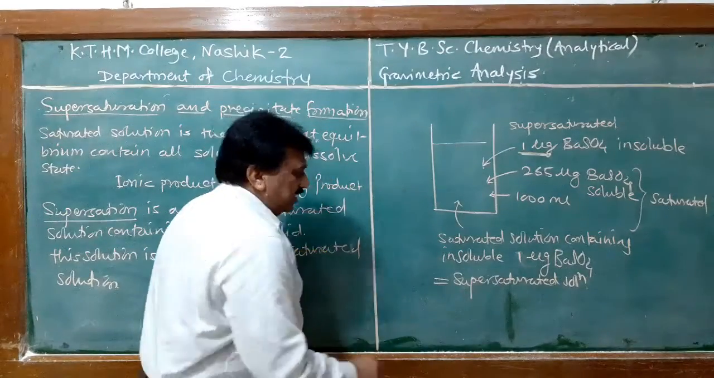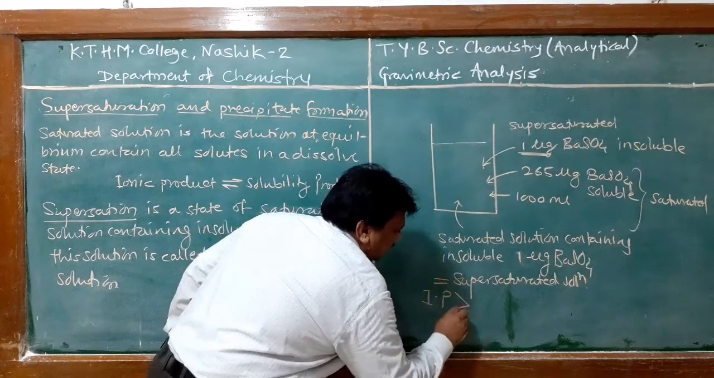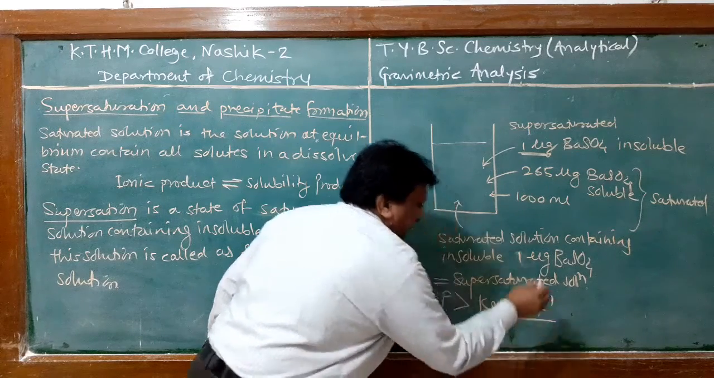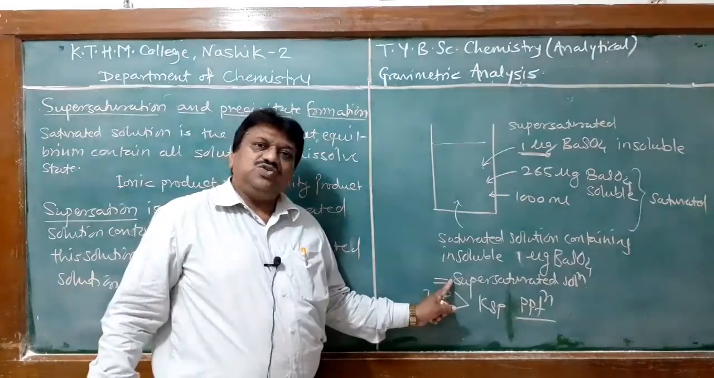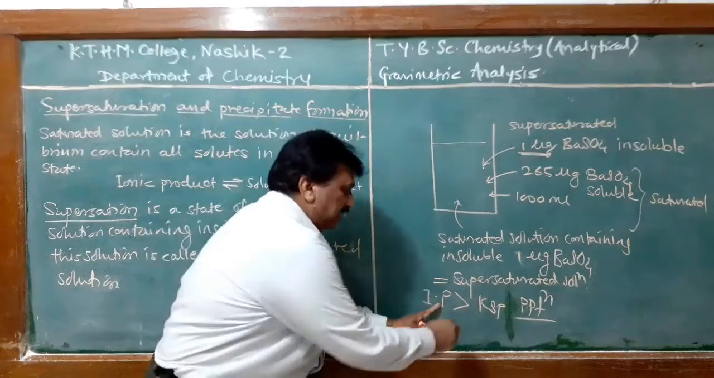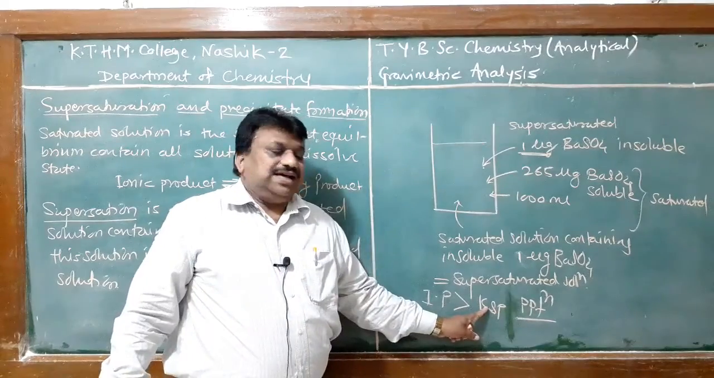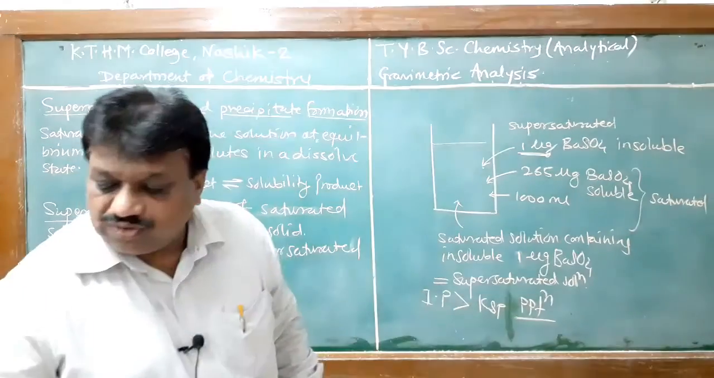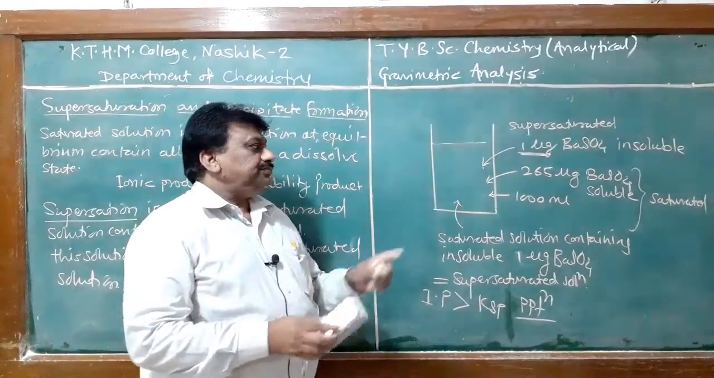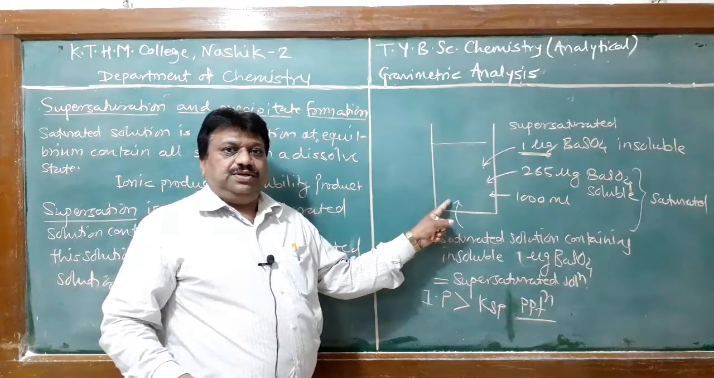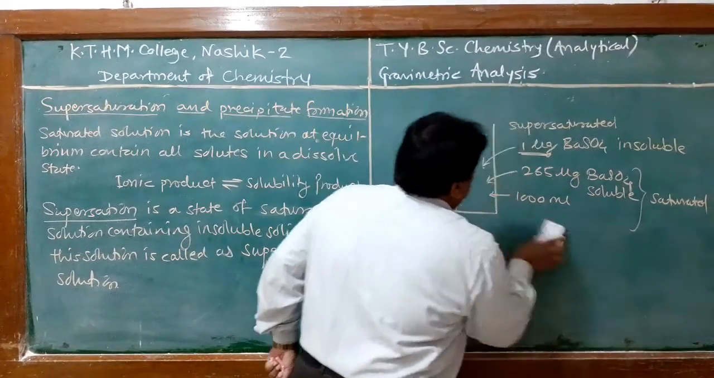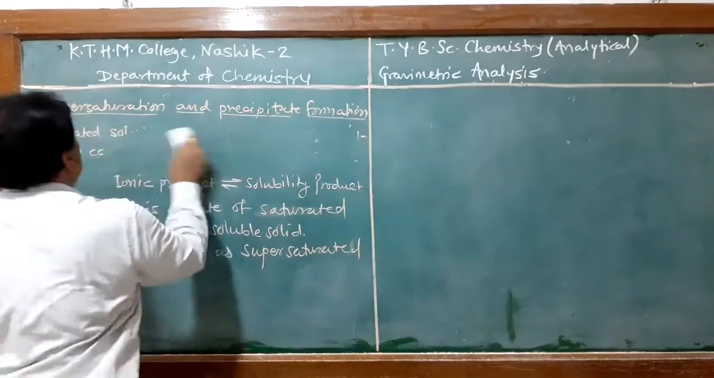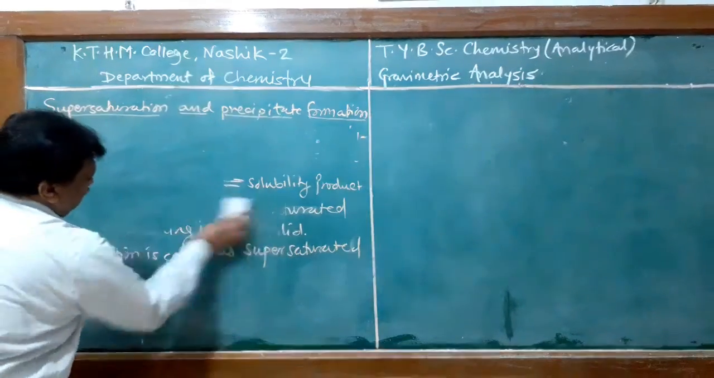And in a supersaturated solution, ionic product is greater than solubility product, and therefore there is a precipitation reaction. Therefore, in a supersaturated solution, ionic product is greater than solubility product, and that's why there is formation of precipitate. Now here we know what is a supersaturated solution. Student, now we discuss the precipitate formation in a saturated solution. Therefore, supersaturation and precipitate formation.